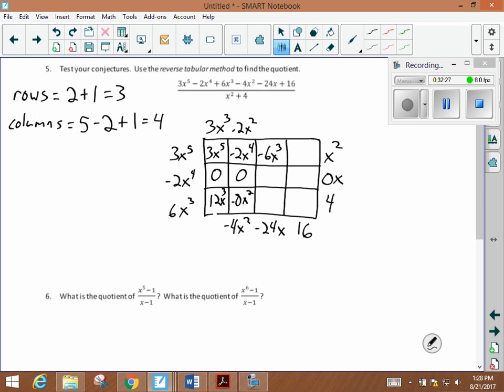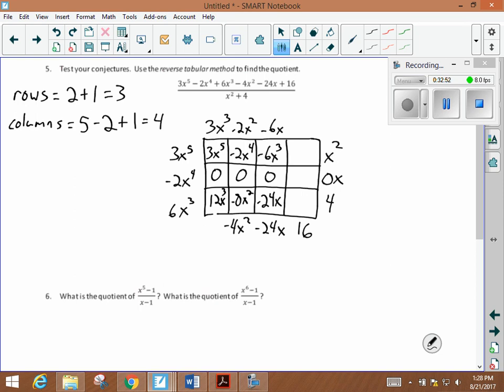What did I multiply x squared by to get negative 6x cubed? Well, how about negative 6x? All right, negative 6x times 0 is 0, right? Again, I'm just multiplying to figure out what goes in the remaining cells in this column.